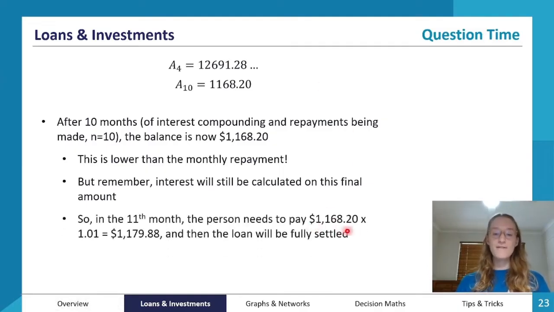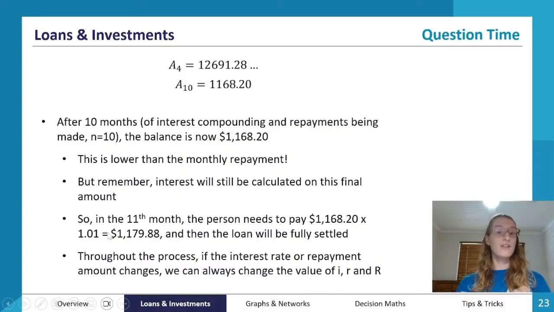So what we did here, we took that final amount, multiplied it by 1.01 to work out the last little bit of interest, and that left $1,179.88 left owing. So their final repayment, their final adjusted repayment, some questions might call it, is going to be $1,179.88. So they're not going to have to pay $2,000 in the 11th month because there's not that much left owing on the loan, which is awesome news for these people.